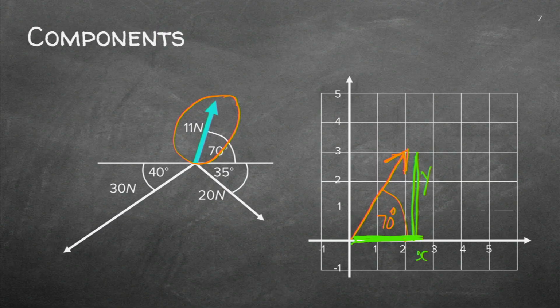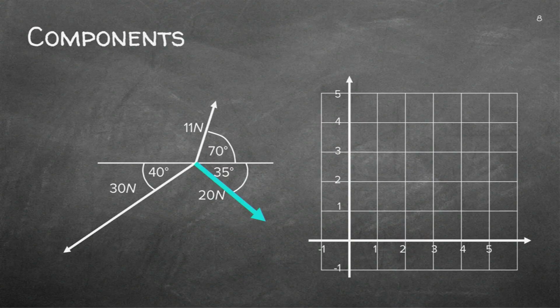So in a later slide, I'll show you where we did the calculations. But for now, for each of these, you find the x component and the y component by using this size, which is 11 Newton, and the 70-degree angle. Let's go to the next one.